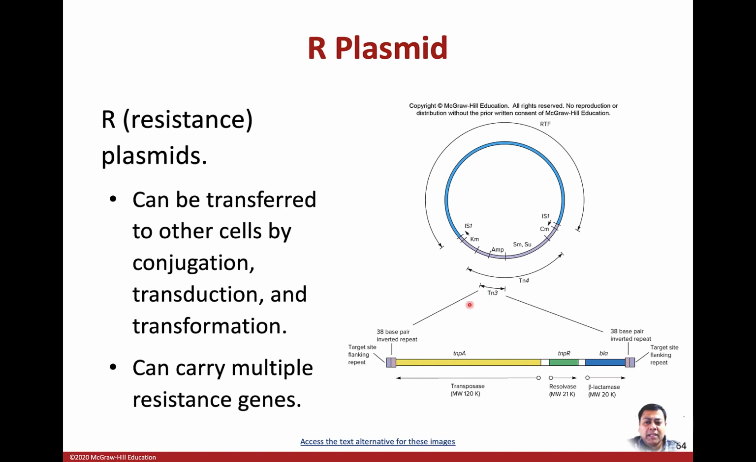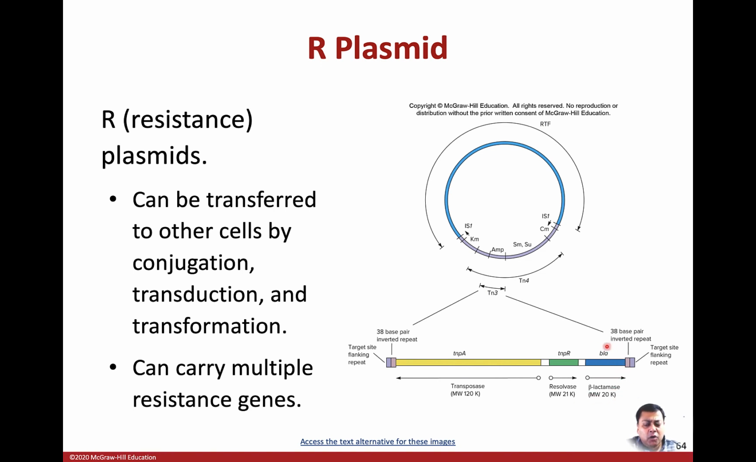If we look at that Tn3, you have a transposase, this is tnpA. Then you have a resolvase, tnpR. Then you have a beta-lactamase right here, molecular weight about 20 kilodaltons. What you are seeing is the transcription direction. The transcription direction of the transposase is towards this, and the transcription direction of the resolvase is towards this. Each one of them has a 38 base pair inverted repeat, and you have a target site flanking repeat there. So what does this beta-lactamase do?